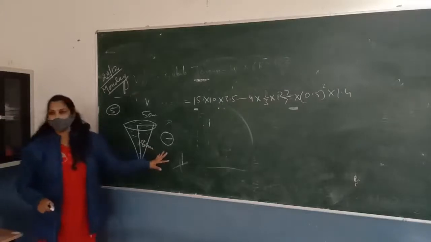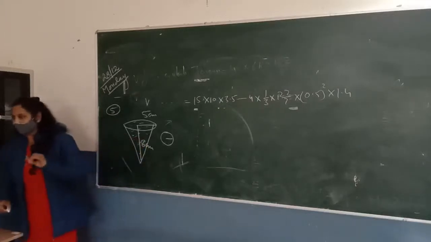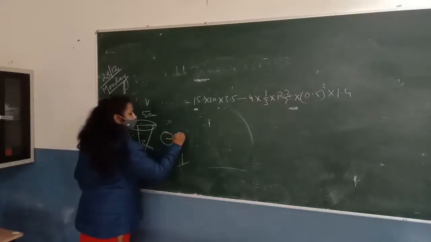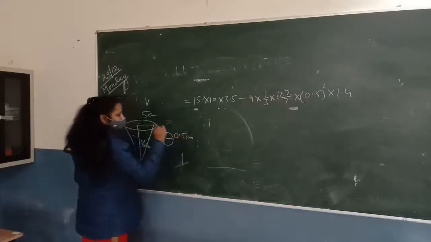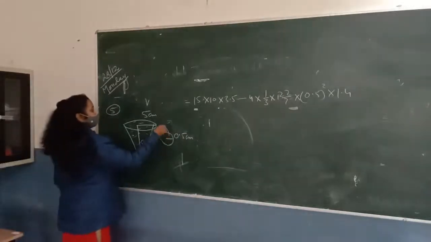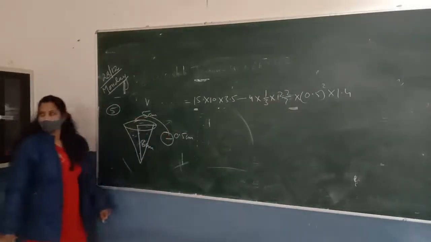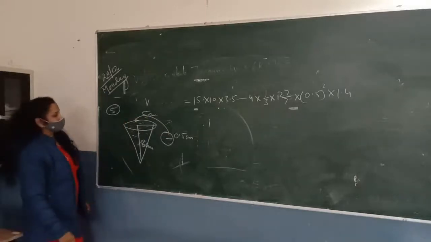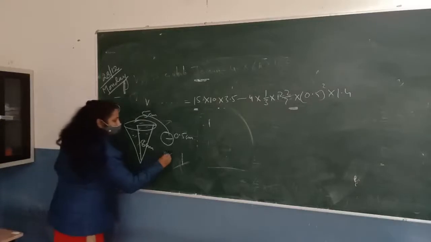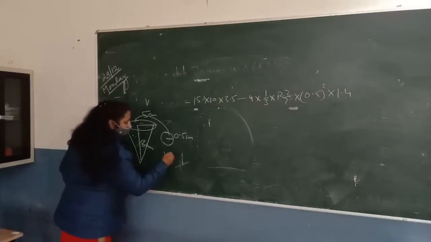So these are the spherical lead shots having the radius of 0.5 centimeters. The radius of the spherical ball is 0.5 centimeter. They are dropped into the vessel. 1/4 of the water flows out. When we drop these balls, 1/4 volume of the water comes out from the vessel.